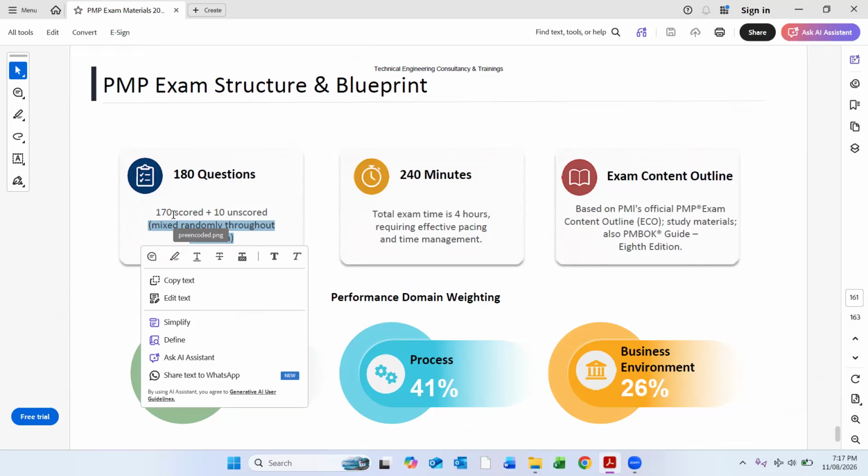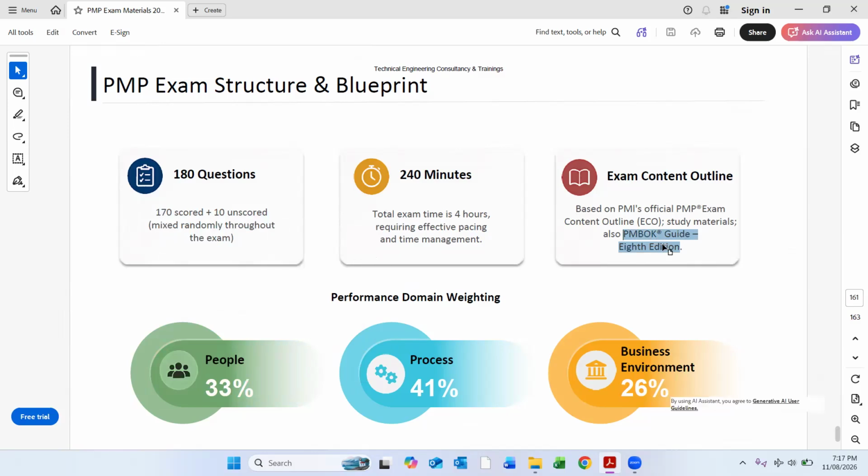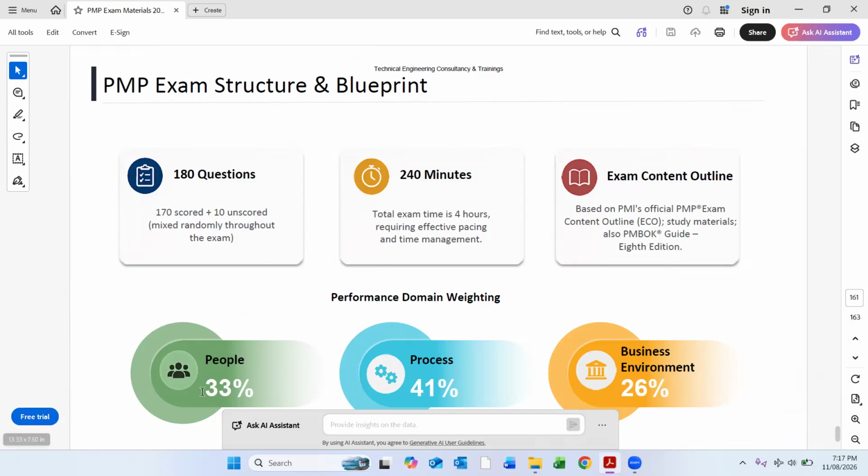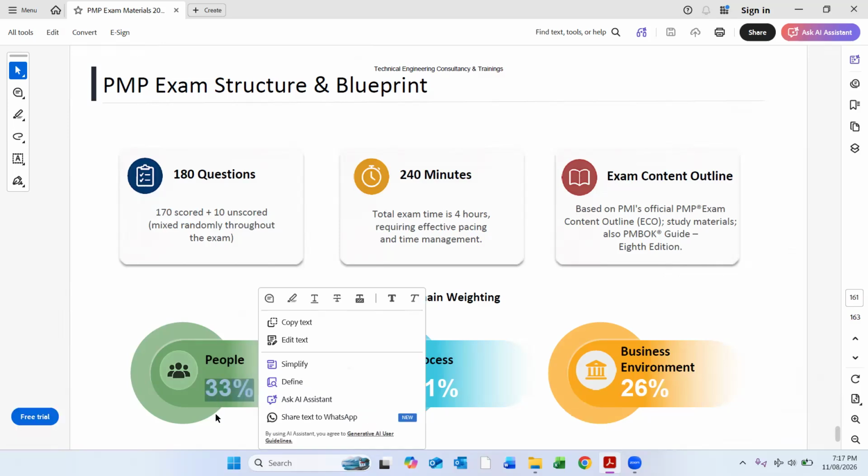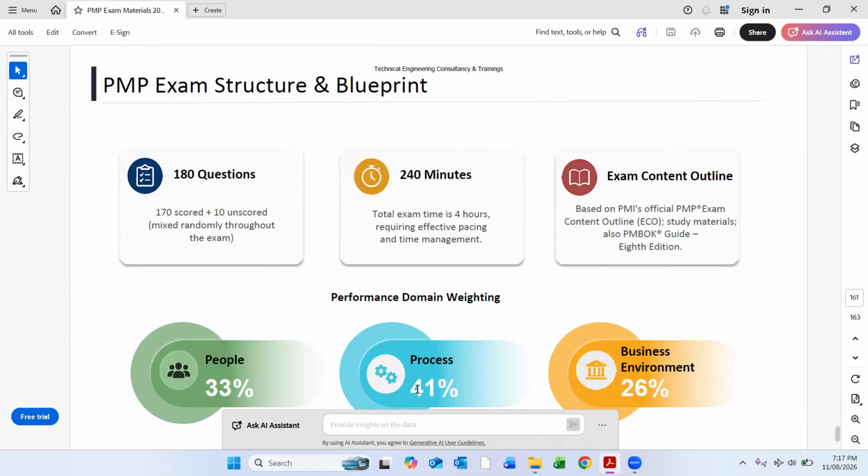Based on the PMI official exam content outline and study material, the PMBOK guide, as I shared with you, the 8th edition, the domain weightage is people, process, and business environment. From people, 33% of the exam will be taken, from process, 41%, and from business environment, 26%.